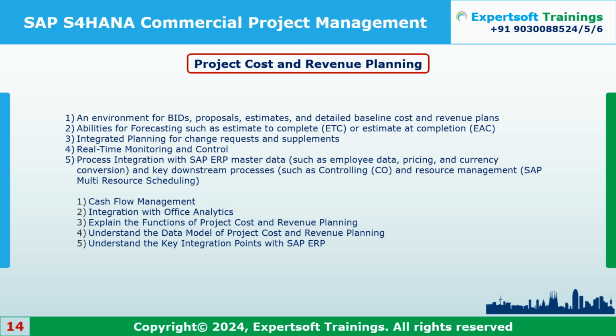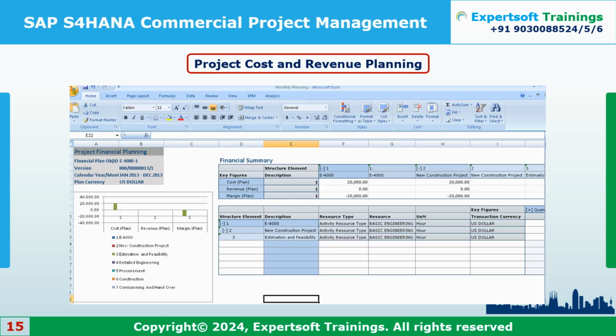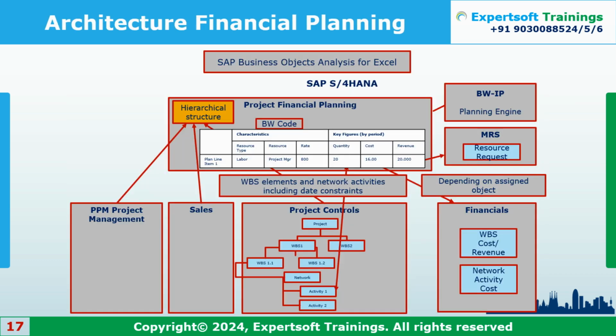So we need to understand the key integration points in an S4HANA ERP system. It can be PS, PP, PM, or you can integrate directly with internal orders also. Whatever the key integration points are, we're going to discuss that. Any doubts on this project cost and revenue planning?